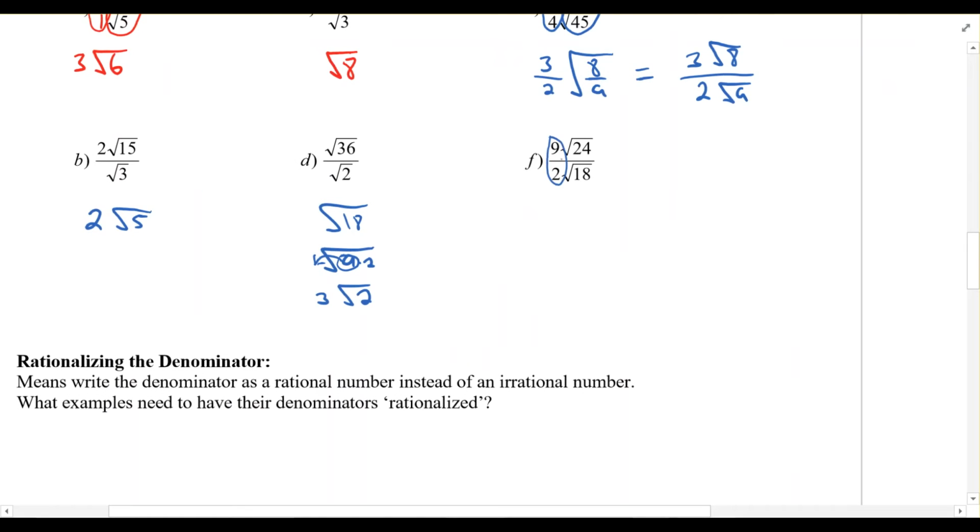9 over 2 doesn't really simplify anymore, but 24 and 18 does. 6 goes into both of those. So I'm going to rewrite this as 9 over 2 still. But 24 divided by 6 was root 4. 18 divided by 6 was root 3. This also could have been written as 9 over 2 times root 4 over root 3. Same thing.